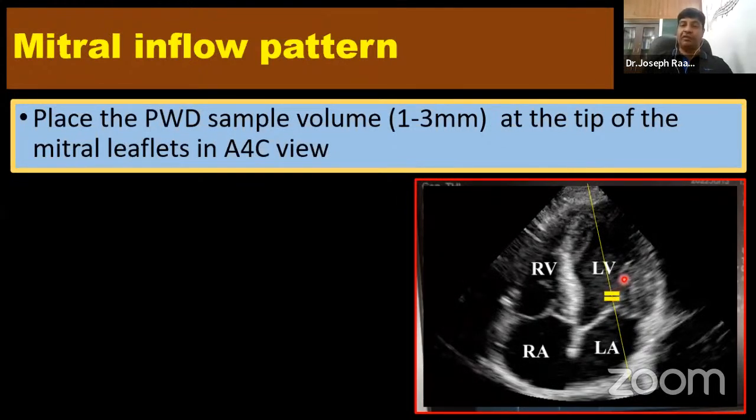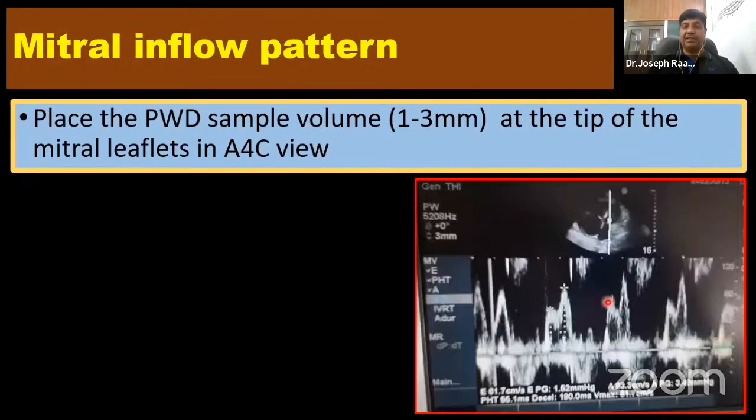So to do that, what should we know? We know that Doppler is employed to analyze velocity. We have two different types of Doppler: one is the pulse wave Doppler, the other is the continuous wave Doppler. If you want to study the Doppler at one particular area, then we should employ the pulse wave Doppler. But the limitation is that it can analyze only limited velocity. If the velocity increases, then we have to go for the continuous wave Doppler. For mitral inflow patterns, we need to use the pulse wave Doppler.